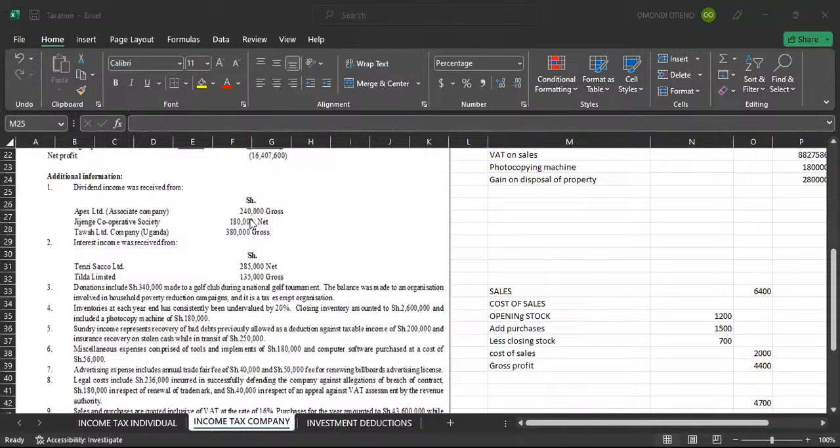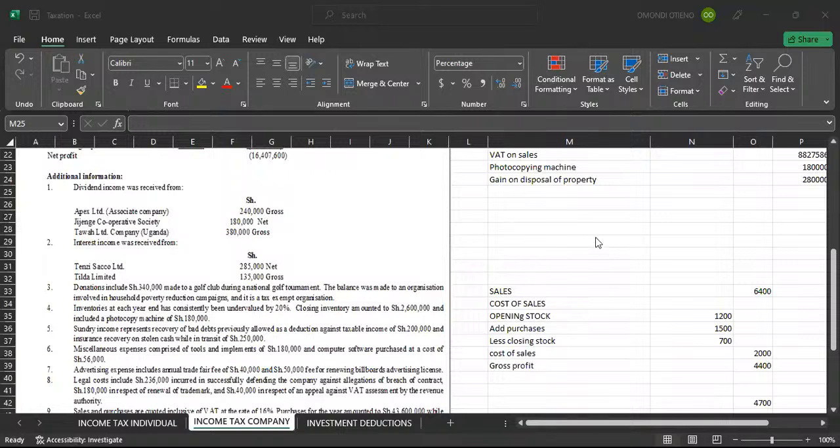So what is the gross of these dividends? If 85% is equivalent to 180,000, 100%, the total amount before deducting that withholding tax, itakuwa ngapi? It is 100 over 85 by 180.